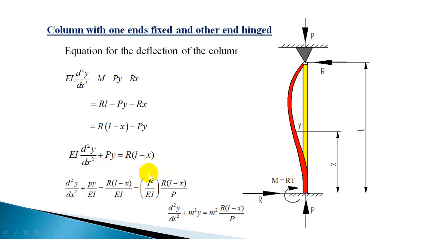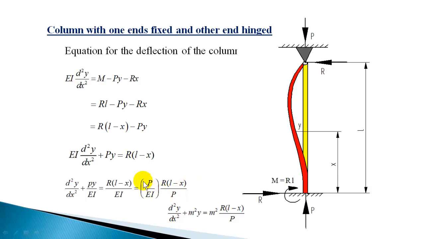Now dividing by EI, we will get d square y by dx square plus Py by EI is equal to R into (L minus x) divided by EI. Or this right hand side you can write it as P by EI into R into (L minus x) by P.